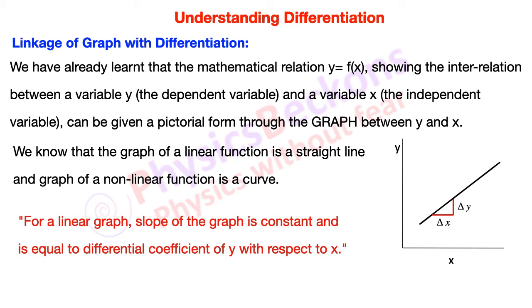For a linear graph, the slope of the graph is constant and is equal to the differential coefficient of y with respect to x. Remember, the differential represents the slope of the graph of y plotted against x, or it also measures the rate of change of the function y at a particular instant of time.